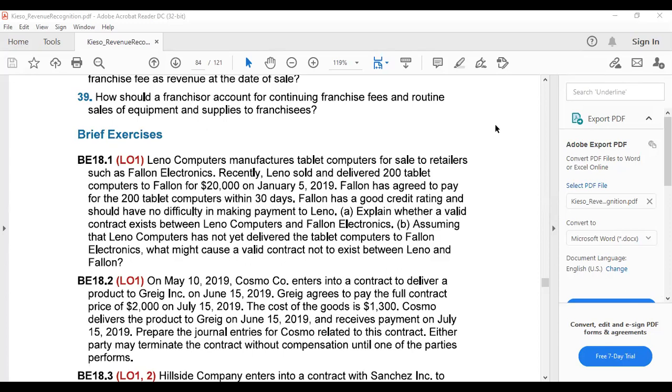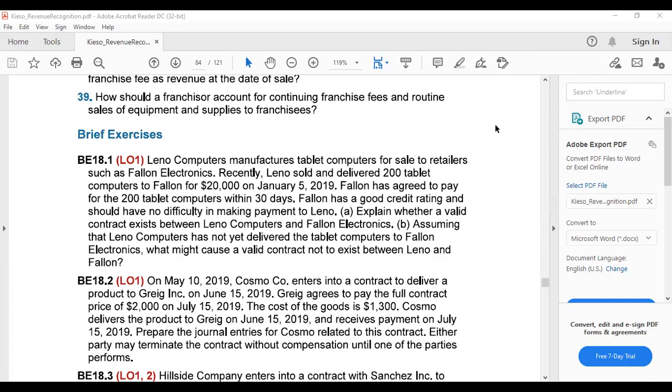Identify the separate performance obligations in the contract. In this example, Fallon Electronics has made a commitment to purchase the computers, and Lino has approved the selling of the computers. Actually, the computers were already delivered, right? Within 30 days. What about step 3? Determine the transaction price. Is that step 4? Step 3.